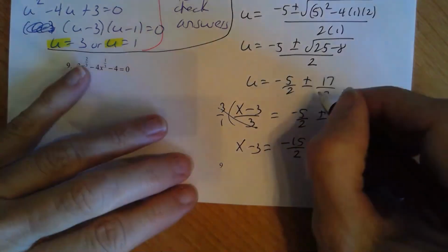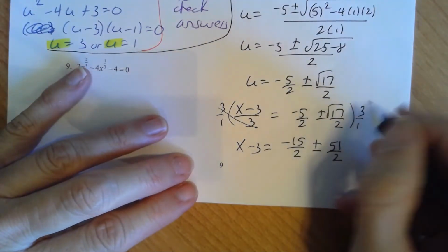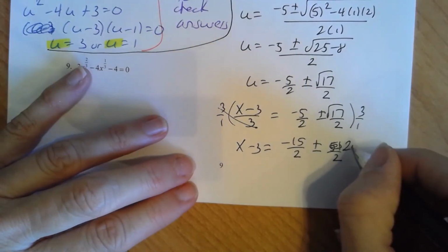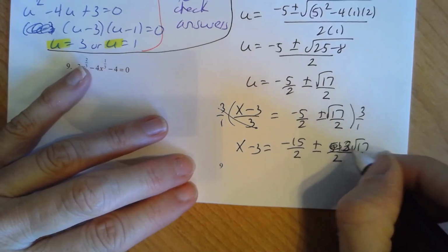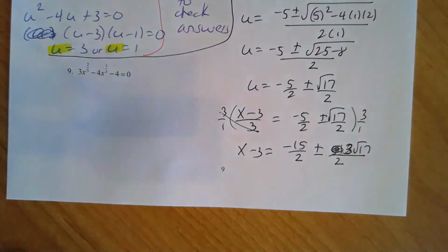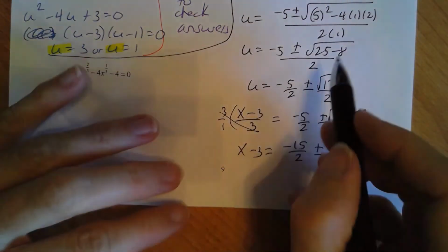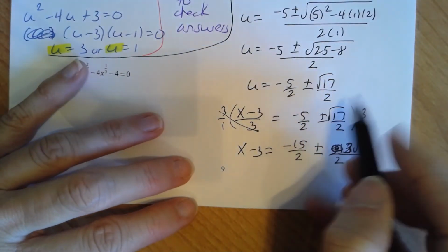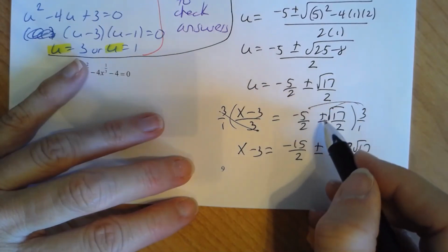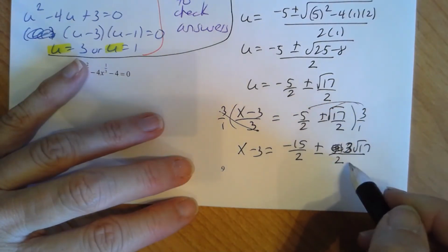I'm sorry, I left off my square root. That's not right. I was wondering what was going on there. 3 squared is 17, so we have 3 square root of 17 over 2. My bad. I don't know why I left off the square root. So we ended up with 25 minus 8 is 17. We get the square root of 17 over 2. When we multiply by 3 times everything, we get negative 15 over 2 and 3 square root of 17 over 2.